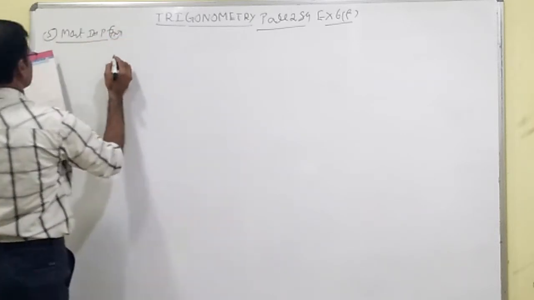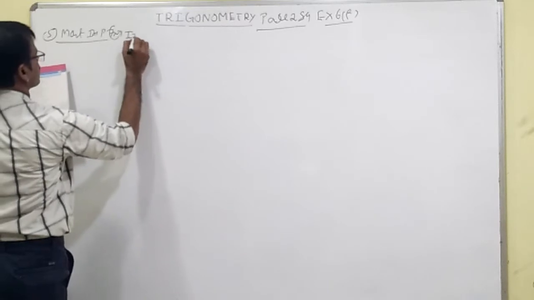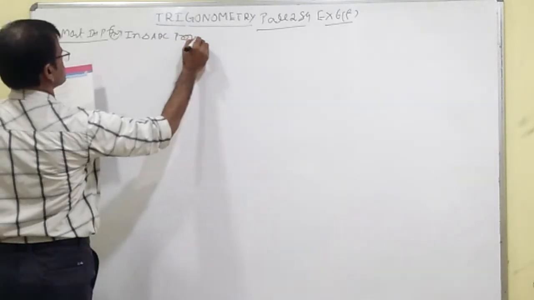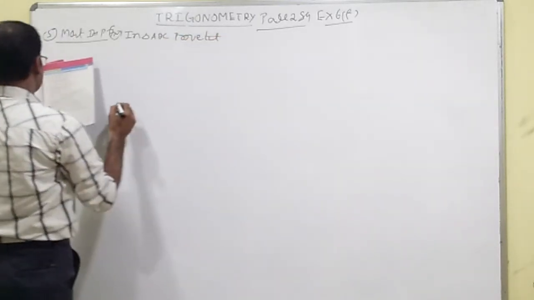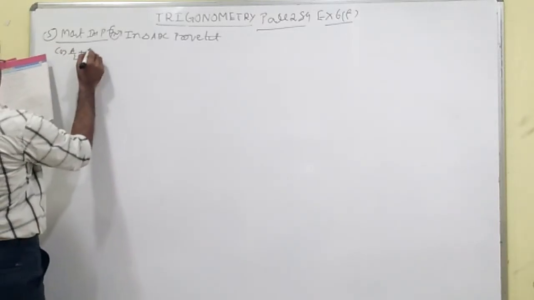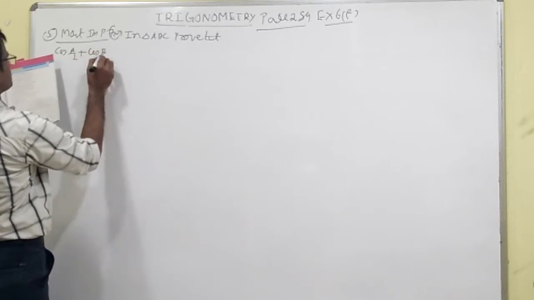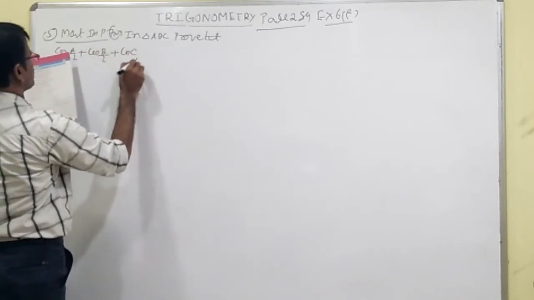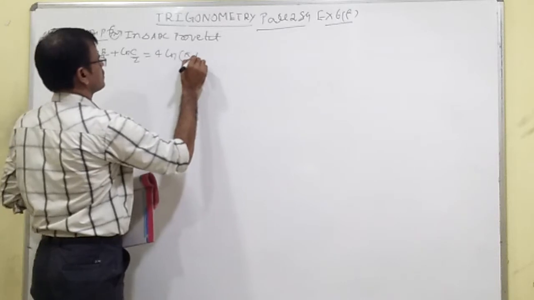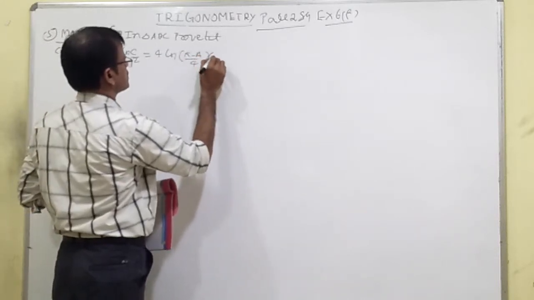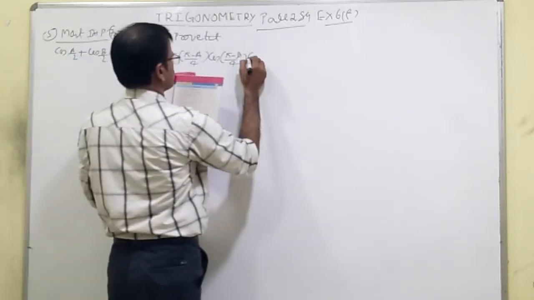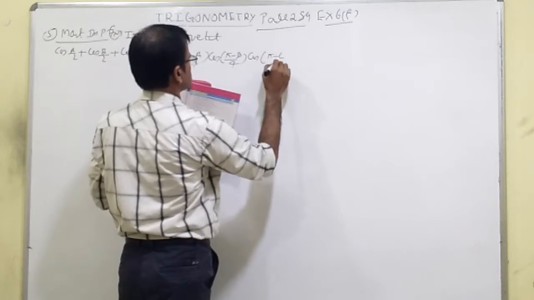Most IMP 7 mark question, the 5th question. In triangle ABC, prove that cos A by 2 plus cos B by 2 plus cos C by 2 is equal to 4 cos of (pi minus A) by 4 into cos of (pi minus B) by 4 into cos of (pi minus C) by 4.